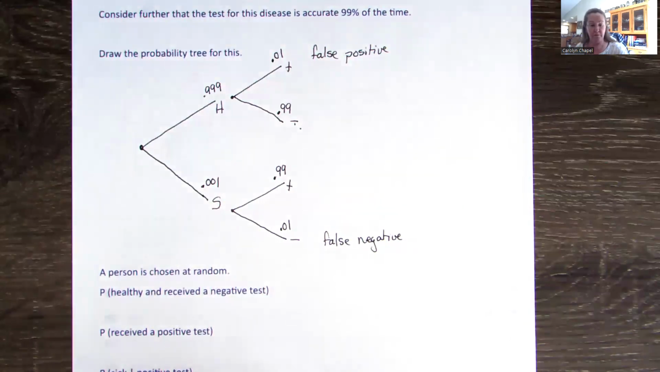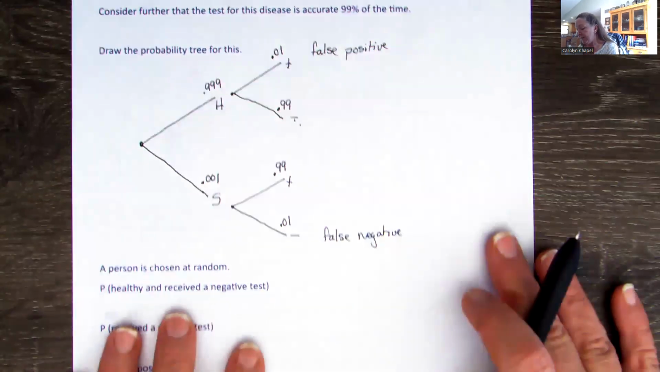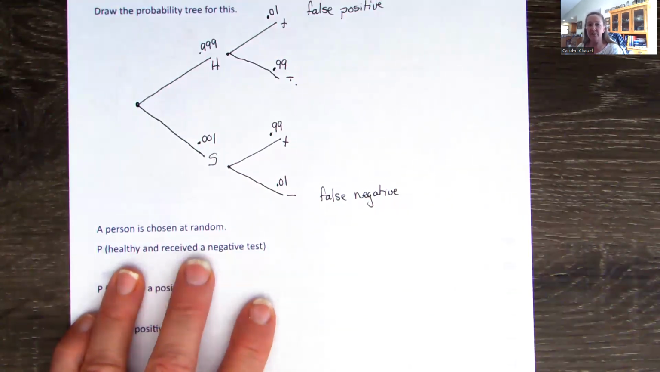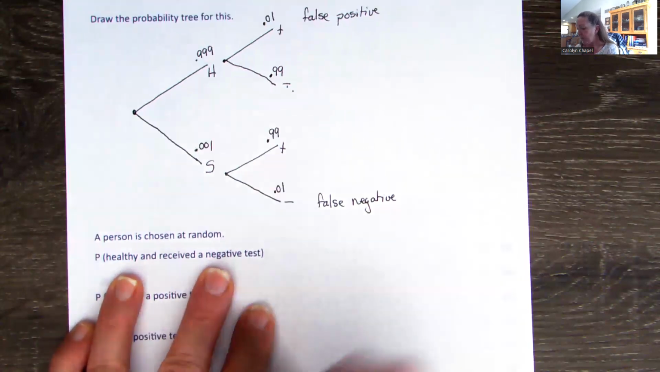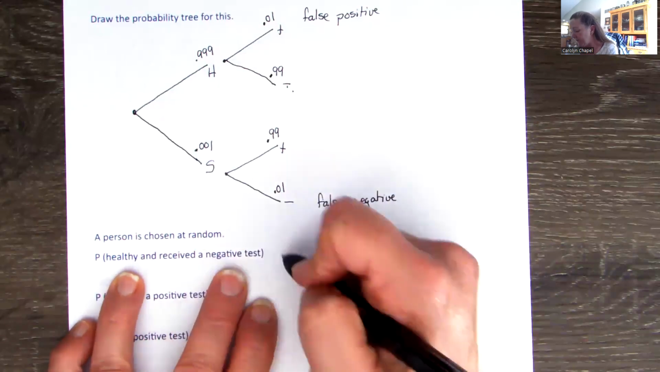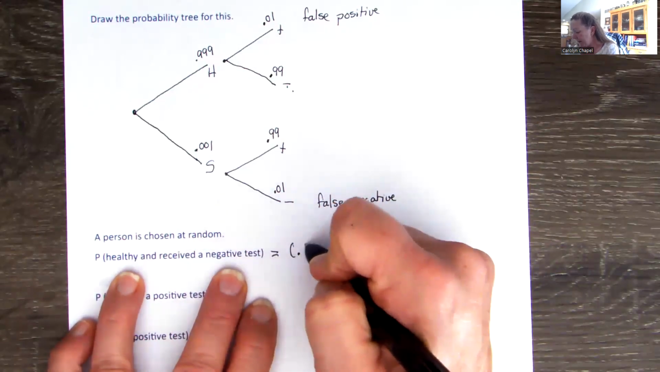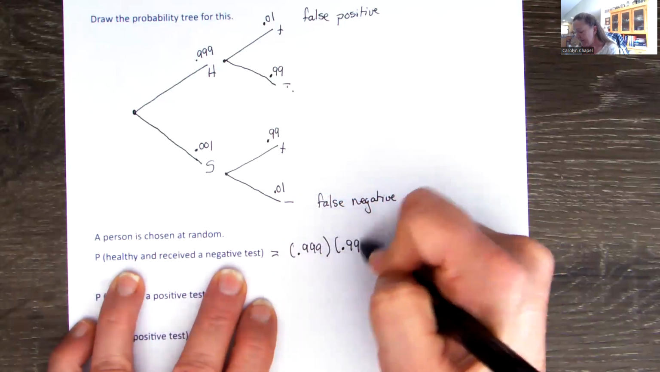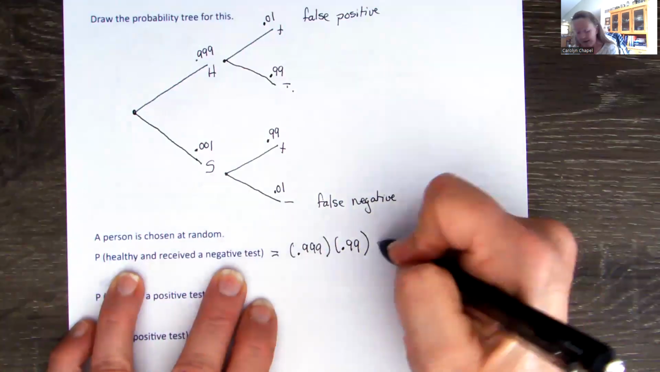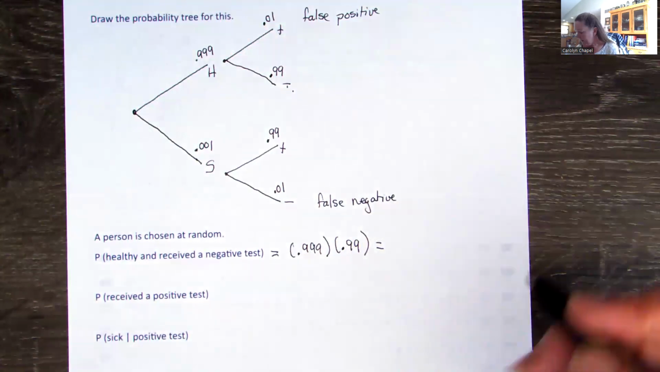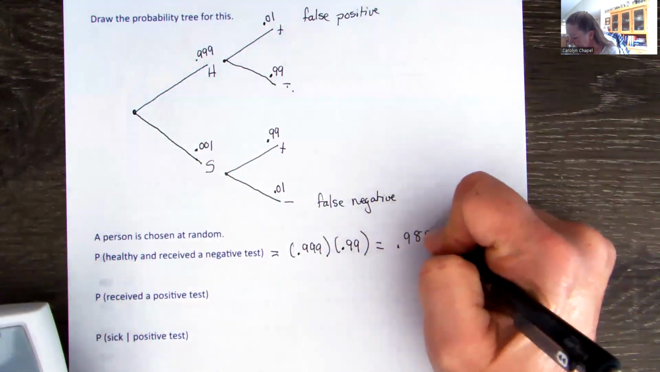All right, and instead of spending all the time filling out all the different branches, I'm just going to go through a few of these and say, okay, what is the probability that we had a healthy person and they received a negative test? So healthy person and received that negative test. So that's going across the branch. That word and, 0.999 healthy and the negative test, the correct test. Multiplying those together, it's 0.98901.